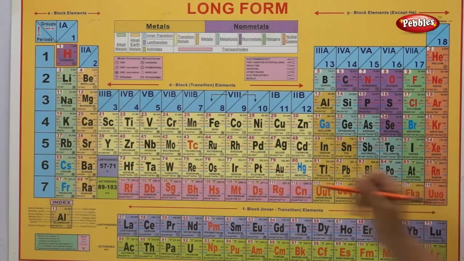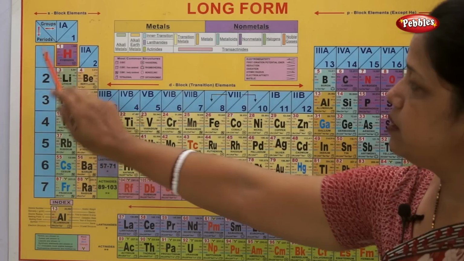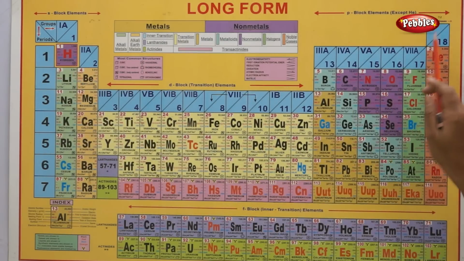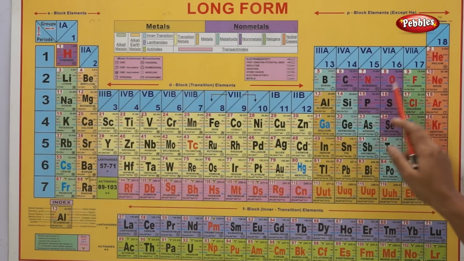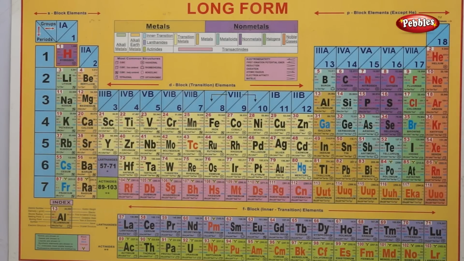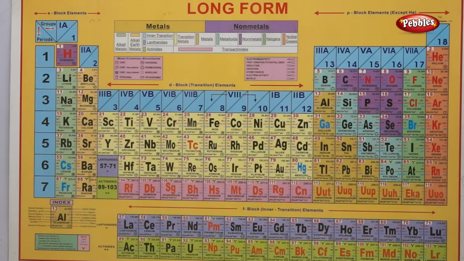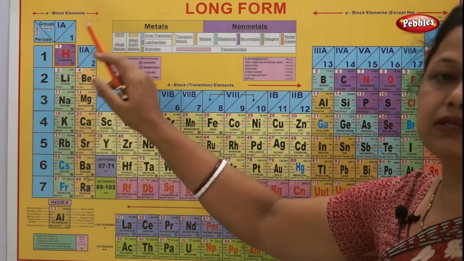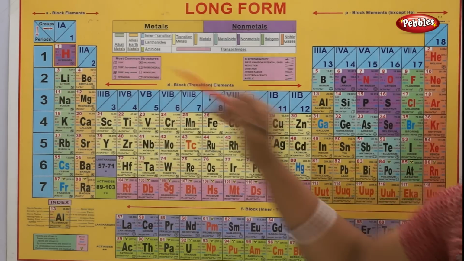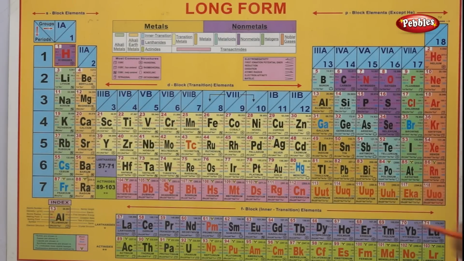Now in each period, if I take the first period, 1 and 2 elements are placed here. In the second period, 1, 2, 3, 4, 5, 6, 7, 8 elements are placed here. So every period shows how many elements are placed. As you can see, the first period is the shortest period. It contains only 2 elements, 1 element and 2 elements. So this is called the shortest period.